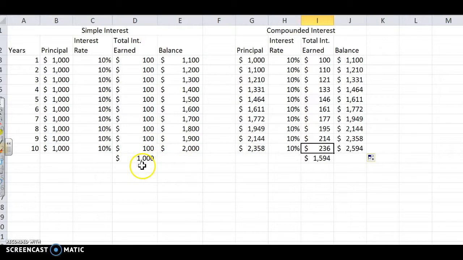So in total, over 10 years, simple interest generates $1,000 in total interest, and the compounded interest calculation, because we get the benefit of earning interest on previous interest earned, earns us $1,594. So you can see that compounded interest is the better way to invest your money.